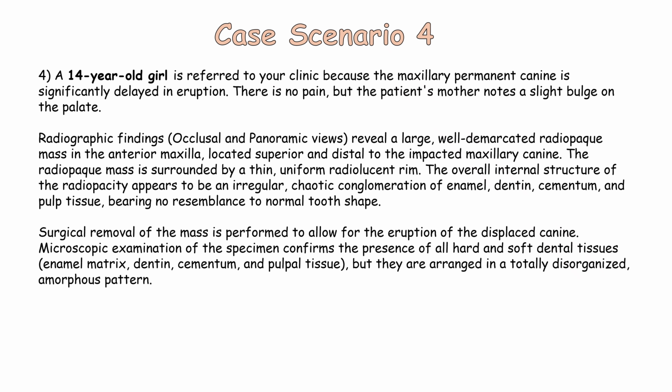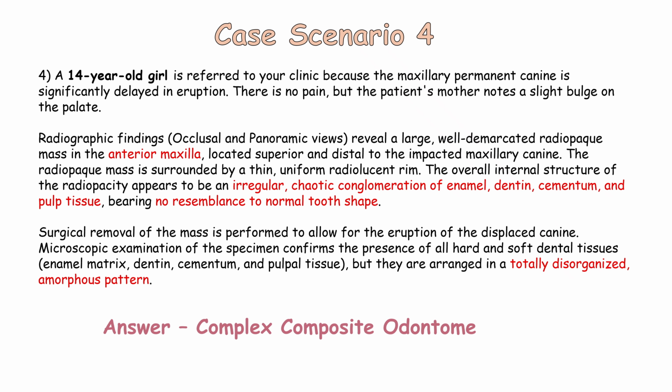Case scenario 4. Identify the tumor. Answer is complex composite odontome. In this case, there is coagulation of enamel, dentin, cementum, pulp tissue. This strongly suggests that it can be an odontome, and also it has no resemblance to tooth shape. That is, it mainly indicates that it is a complex composite odontome.